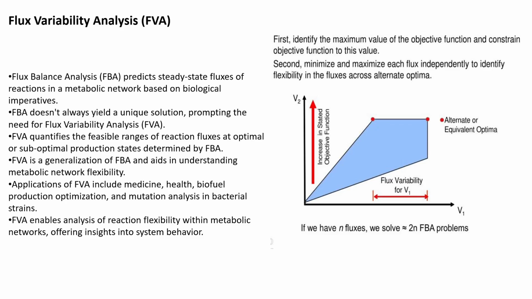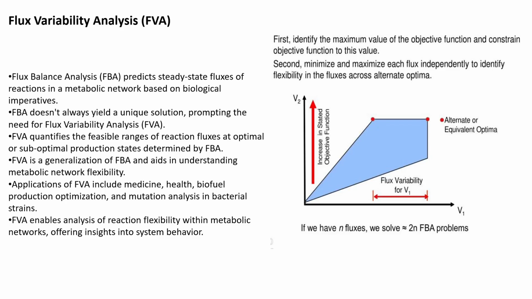Now, FBA will not always yield a unique solution, prompting the need for flux variability analysis. It's very possible that FBA will not yield a unique solution. What flux variability analysis does is quantify the feasible ranges of reaction fluxes at optimal or suboptimal production rates determined by the FBA. So it is basically a generalization of FBA, and it ultimately aids in understanding the metabolic network flexibility. The applications of FVA are various.